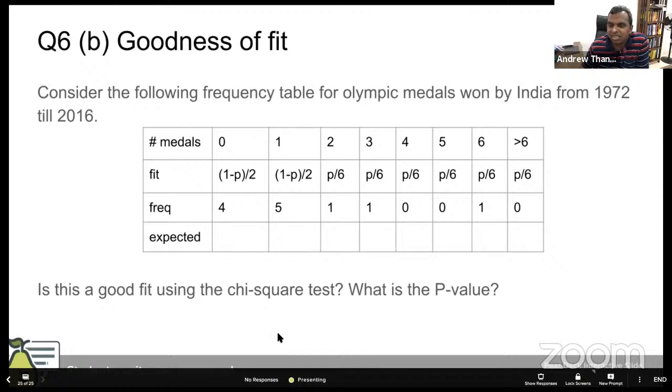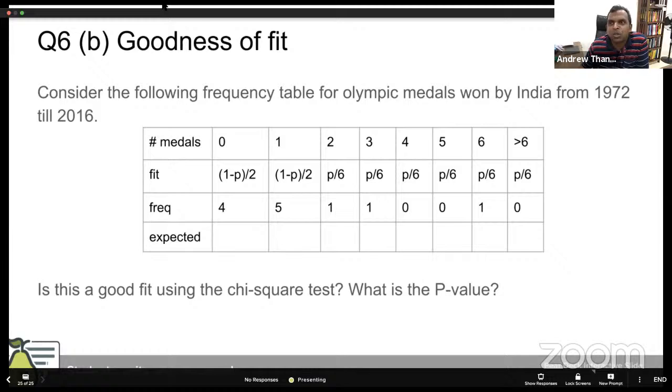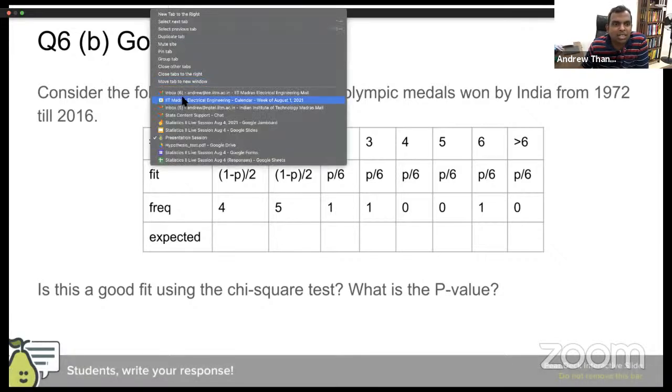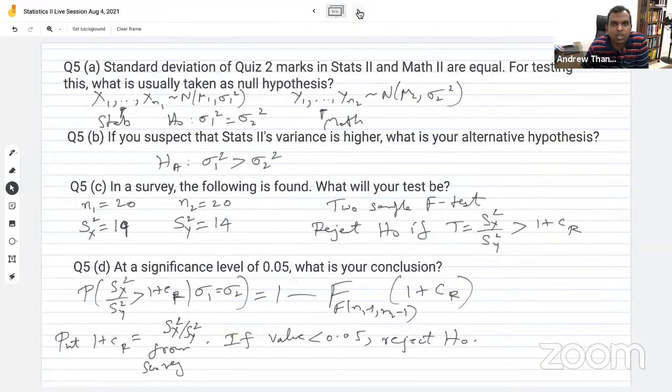Okay, nobody's responded so far. I think everybody's just waiting for me to show the solution. Anyway, we're coming close to the end of the 2 hours. So let me just go and show what solution I have.